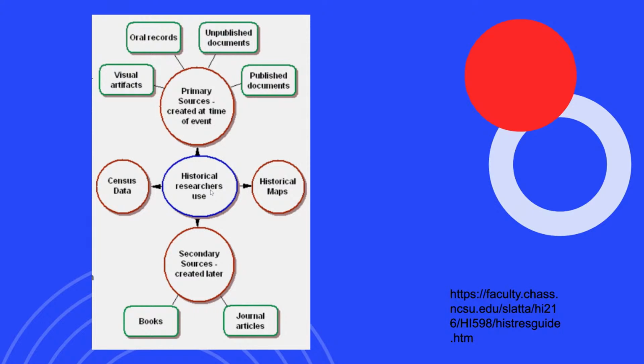Historical researchers also use census data, which deals with population demographics, etc. Historical maps speak about the evolution of maps and the accuracy of those maps.